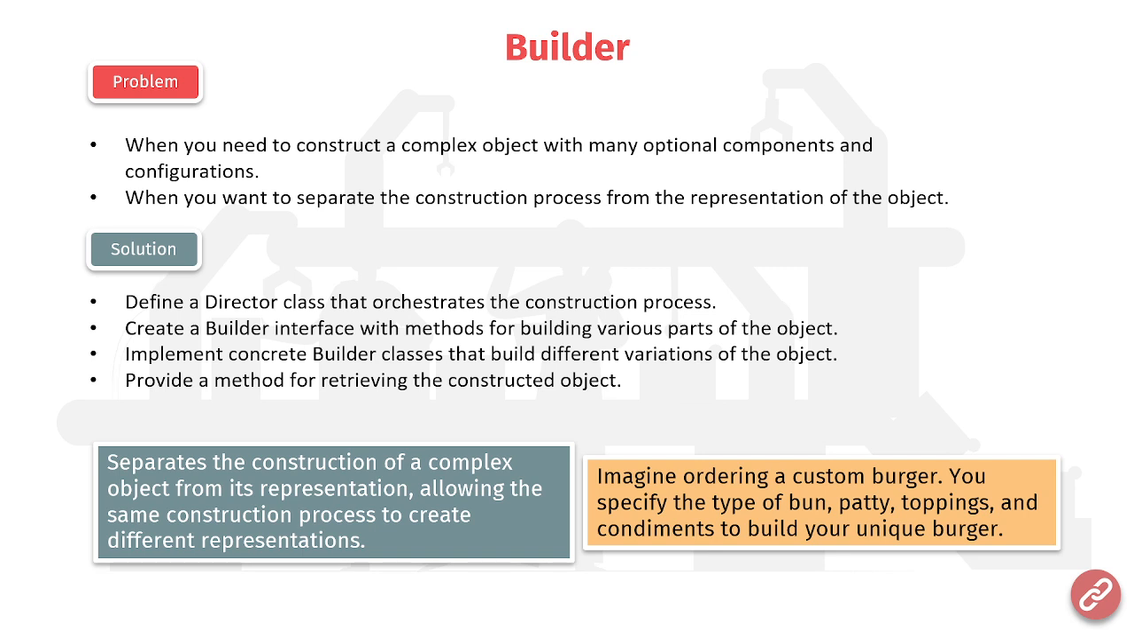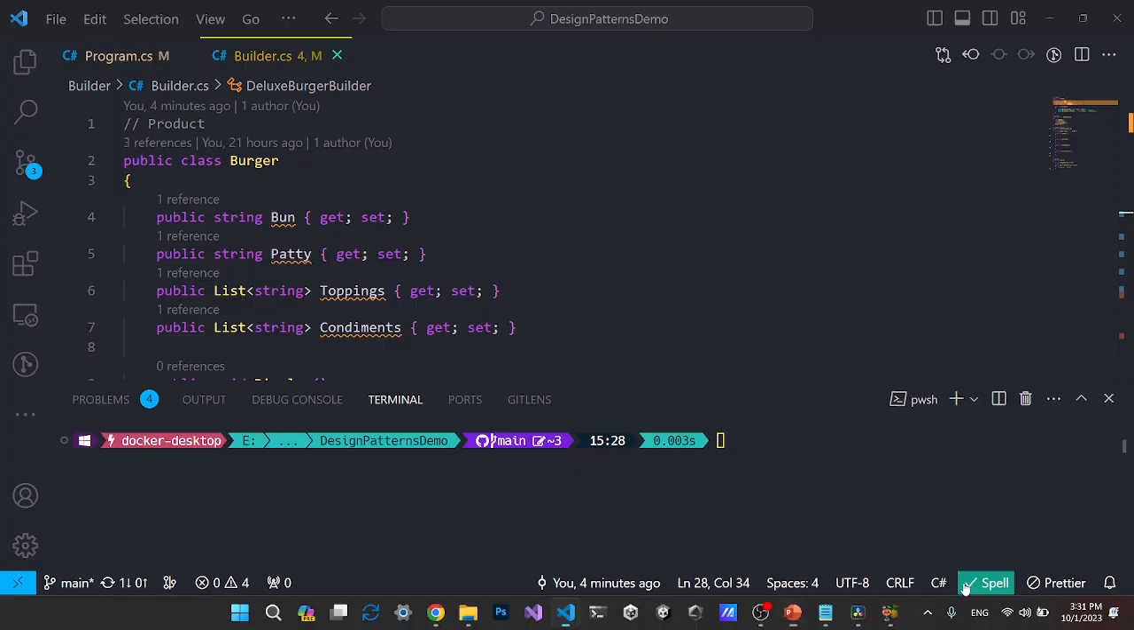So now imagine a custom burger. If you go to Subway or somewhere, you know that you can decide what sort of bun you want, and a patty, and toppings, and other sauces like tomato, and they will create a custom burger for you, right? So let's look at the implementation of this code.